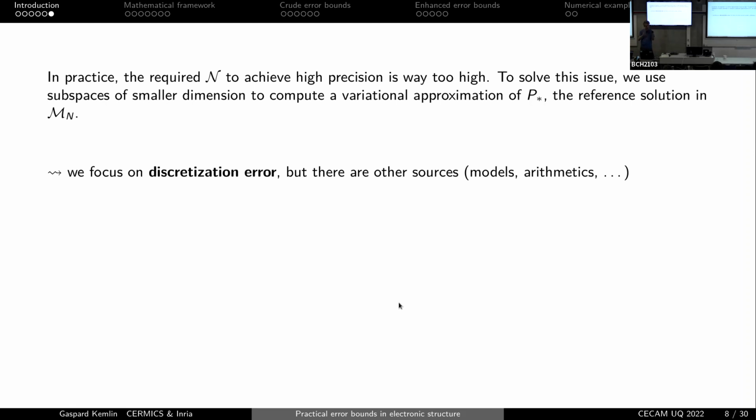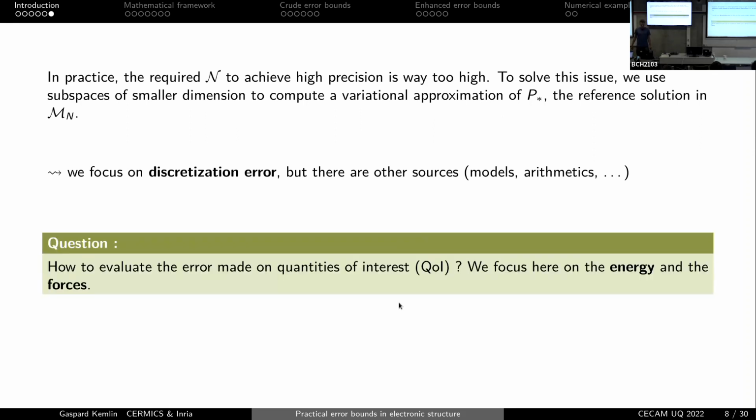And we will focus on this discretization error. So every time I talk about asymptotic behavior, it will mean when this discretization space is asymptotically big. And we will not consider all the other sources of error, such as the model error and the arithmetic error that Genevieve also mentioned. Here we will focus on how to evaluate this error for these nonlinear models, for the energy, the forces, and other quantities of interest.